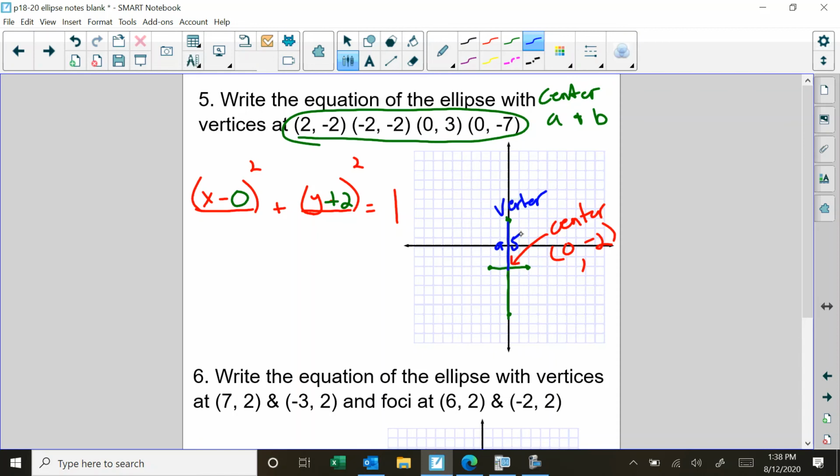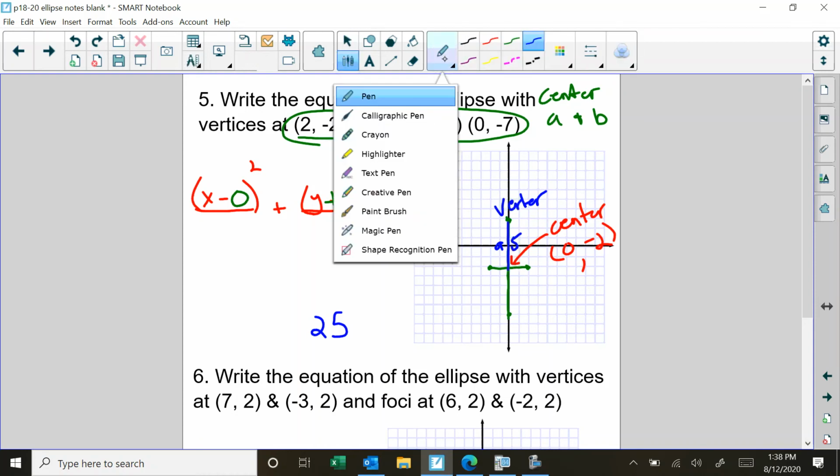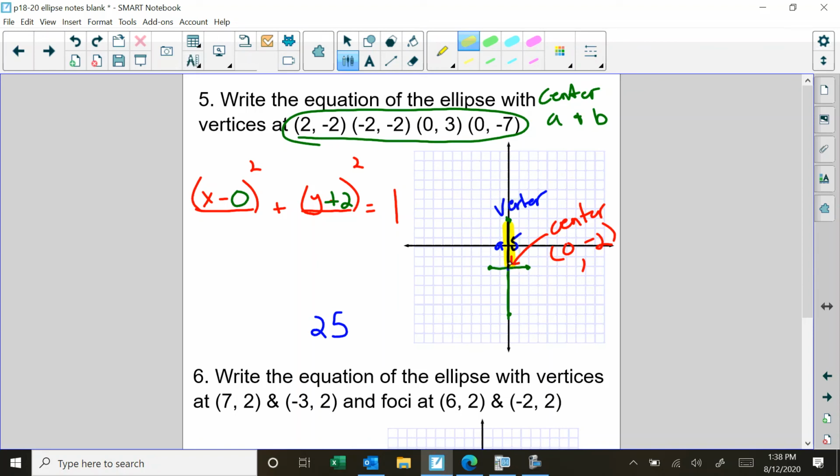Remember that underneath the denominators are squared values. So we take the 5, square it, and you get 25. Now the question is, where does the 25 go? Does it go under the X or does it go under the Y? Well, look at what it's doing. Over here, it is a vertical distance. So vertical is always going to be your Y's. So that 25 is going to go underneath the Y squared part of the equation.